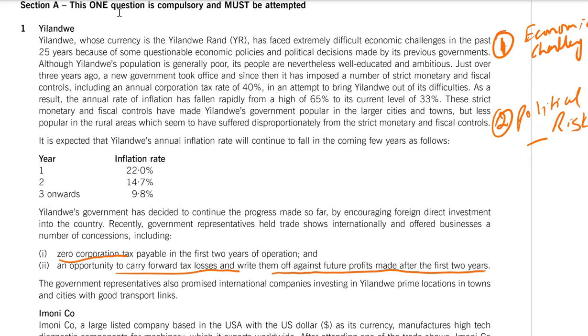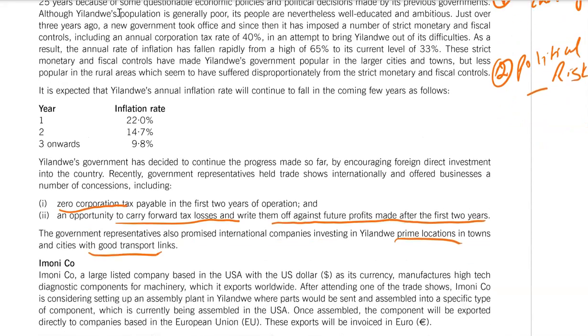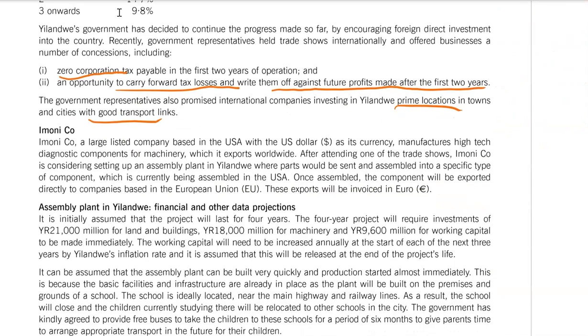The government representative also promised international companies investing in Yilandwe prime locations in towns and cities with good transport links. Okay, Imani, a large listed company based in USA with US dollar as its currency, manufactures high-tech diagnostic components for machinery which it exports worldwide. After attending one of the trade shows, Imani company is considering setting up an assembly plant in Yilandwe where parts would be sent and assembled into the specific type of component.